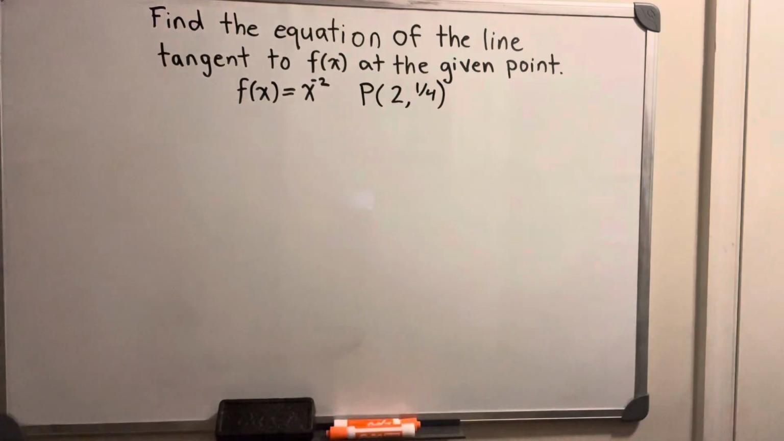This problem says find the equation of the line tangent to f of x at the given point. And the function is f of x equals x to the minus second power. And the point is 2, 1/4. Do you have in mind a strategy for how to solve this one? You remember how the previous problem was solved?